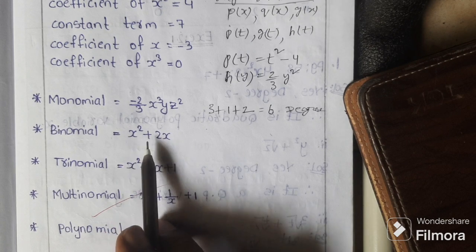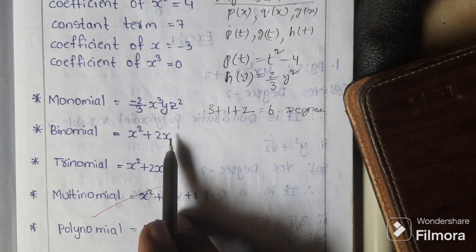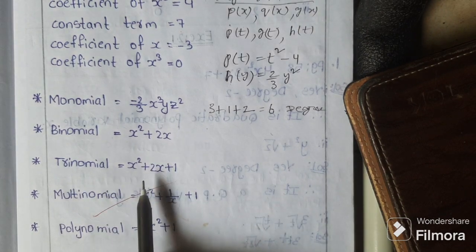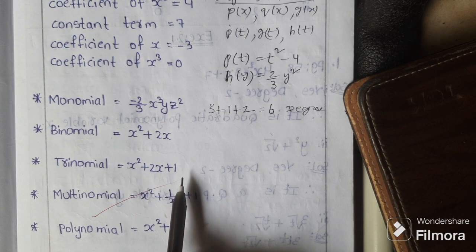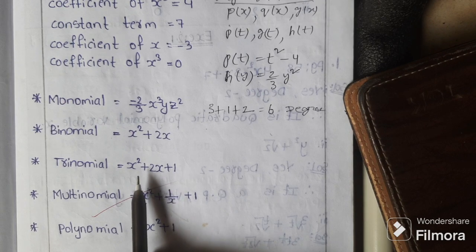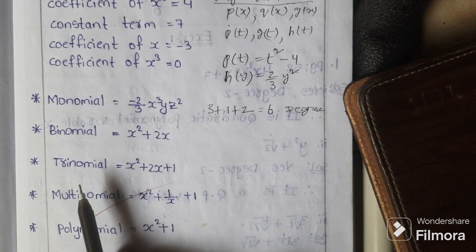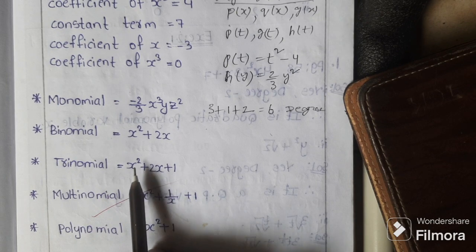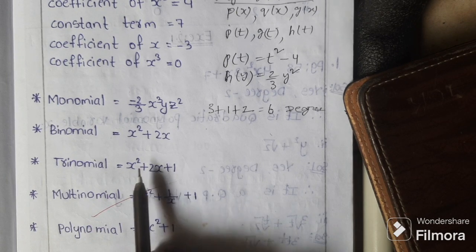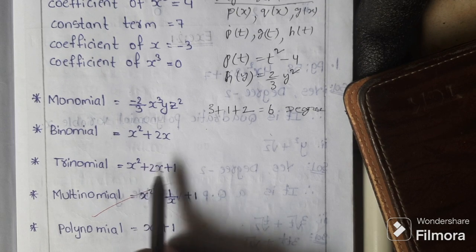This is a binomial. Why? Because two terms are there. Bi means 2, nomial means terms. Downside, another example I gave: x square plus 2x plus 1. This is a trinomial. Of course it is a polynomial also. We will discuss this in 10th level again. X square plus 2x plus 1 has 3 terms, that's why it is a trinomial. Of course this is a polynomial because all the powers are positive numbers, 0 onwards. It is a polynomial only.